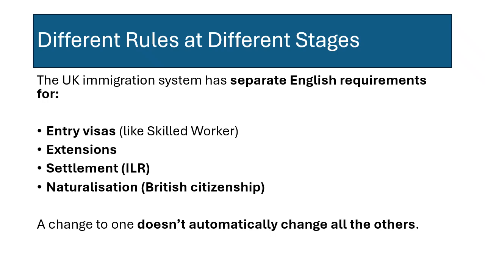For example, these are the different types of visas that we are going to talk about. We have entry visas, like a skilled worker visa. Extensions, for example, if you are on a family visa and you have to extend it. Settlement, which is ILR, and naturalization, which is the British passport application. So a change to one doesn't automatically change all of the others. As I said before, there have been changes, but those changes do not apply to every single category. Okay, so this is what you have to understand.